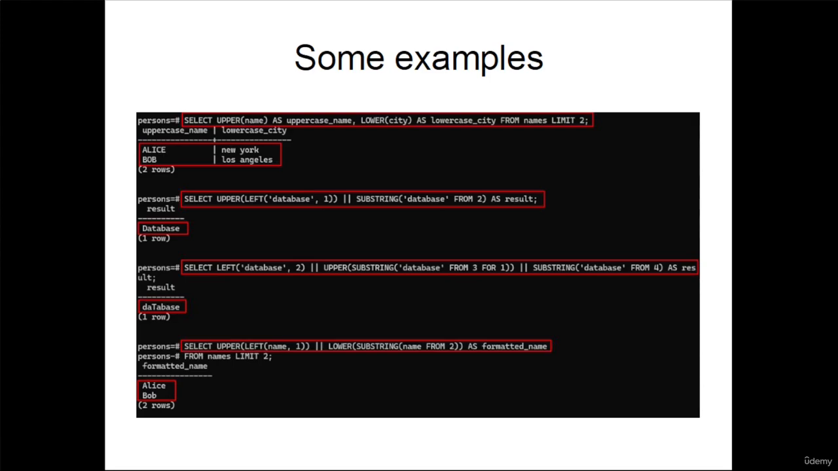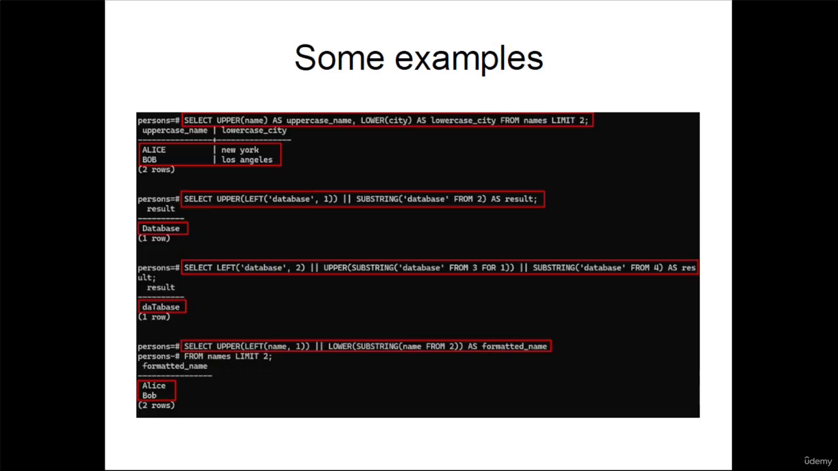In this slide you see the input and output from our previous select statements. SELECT UPPER(name) AS uppercase_name, LOWER(city) AS lowercase_city FROM names LIMIT 2. This returns the first two rows. Uppercase_name: Alice, Bob. Lowercase_city: New York, Los Angeles. As you can see, Alice and Bob are in uppercase, while New York and Los Angeles are in lowercase.